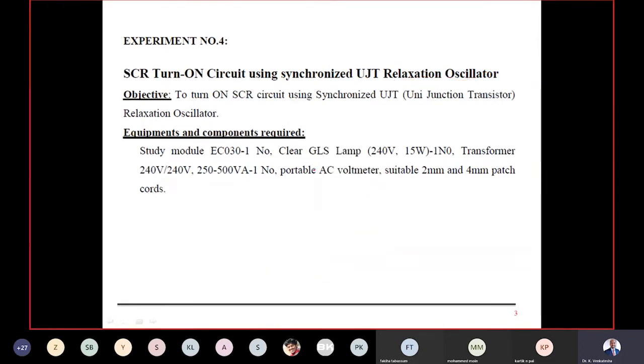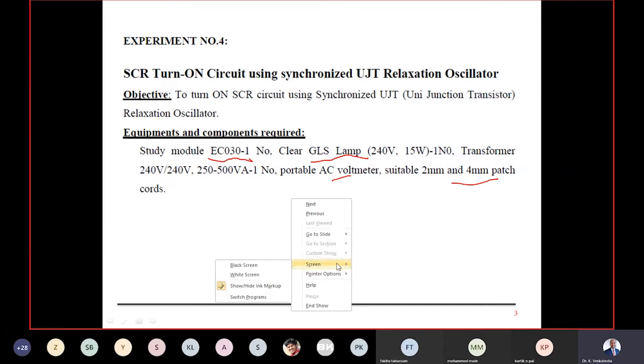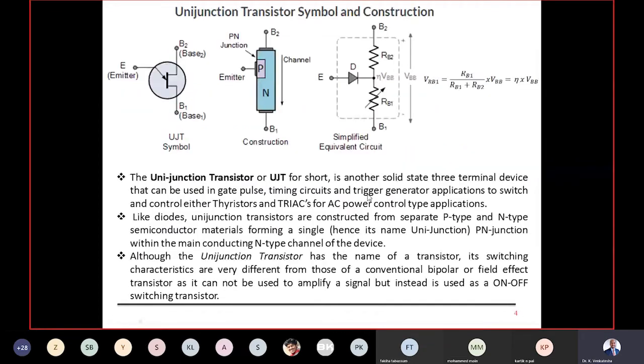Now, in this experiment, the block and module will be there. The module number is EC330-1. So we may use this lamp, the GLS lamp. What is GLS lamp? You should tell me. Then glass lamp. You should tell me. Then we don't use a transformer here anyway. We use some voltmeters, some patch cords and all. Very basic circuit because we hardly require 2 or 3 wires to do the connections, because in the module everything will be available.